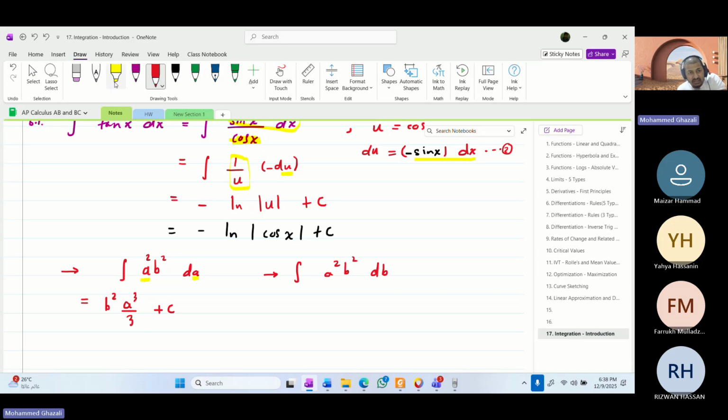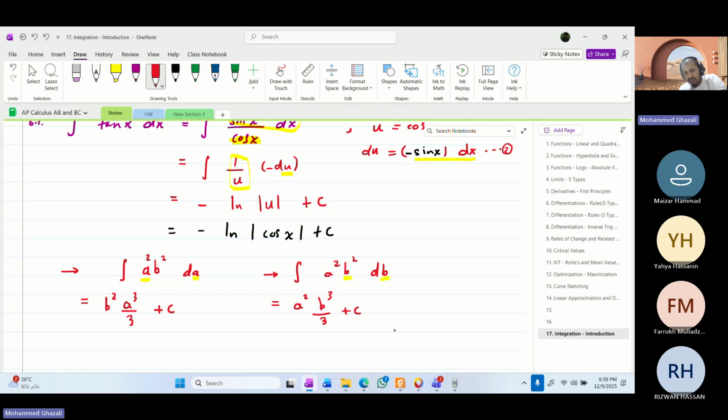Now what's your answer here? b is my variable, so a squared is my constant. So I'm going to say a squared b cubed divided by 3 plus c. Plus c means it's an indefinite integral. It does not mean that db becomes c.